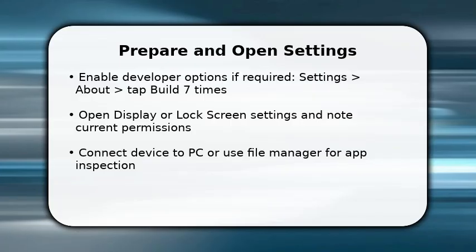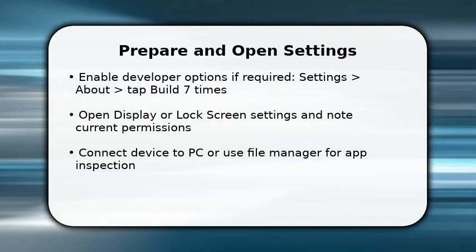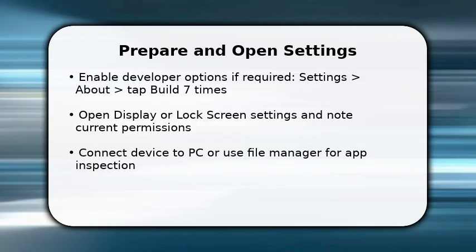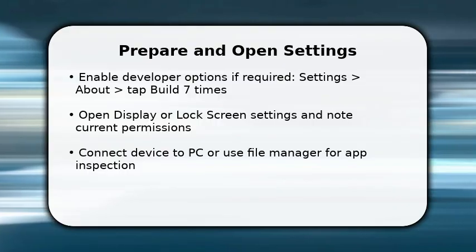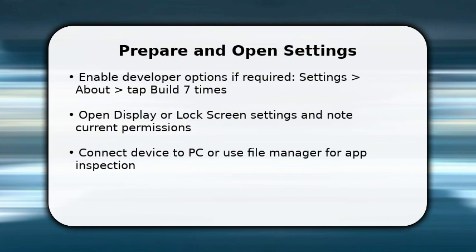Enjoy the video. You start by preparing the device so you can inspect overlays immediately. First, enable developer options when necessary and open display or lock screen settings to see candidates. Once done, check which apps have permission to draw over other apps. That list is where overlays often live. You should also connect to a PC or use a file manager to examine installed APKs and their manifest if you need deeper inspection. This sets up the environment, so the next steps reveal the overlay source.